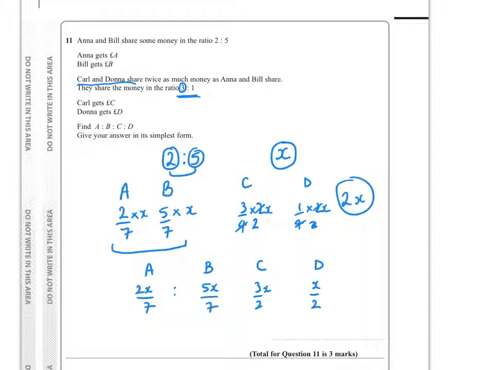So what I can now do is divide all of it through by x, because they have x in common. This here would be then 1. And so I'd have 2/7, 5/7, 3/2, 1/2. But if I want to get rid of the denominators, and the denominators are 7ths and halves, I multiply by the lowest common multiple of 7 and 2, which is 14.